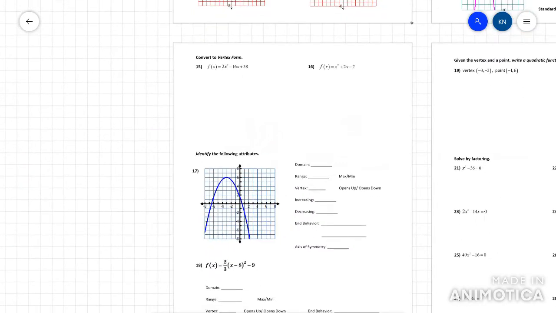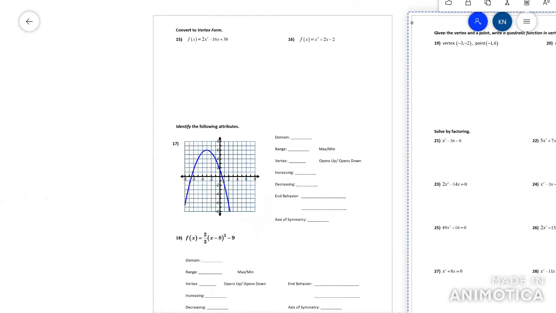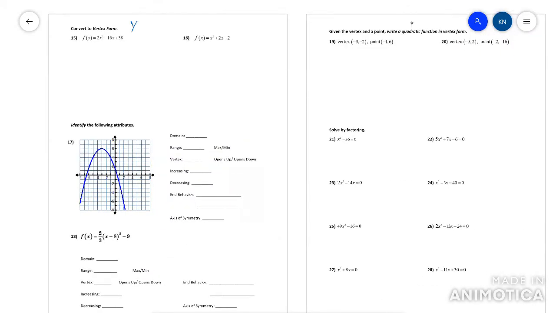Okay, next up, convert to vertex form. All right, this one, you're going to have to go and get your vertex. So you have to run x equals negative b over 2a for all of these. So it's going to look like this. The negative b part just means change the sign of b. So now it's positive 16 over 2 times a, which is 2 right there. So this is 16 over 4, which is 4. So now I know the x value of my vertex is 4.